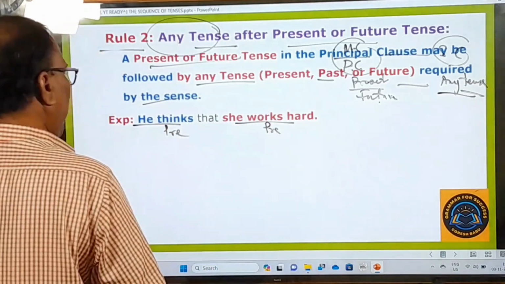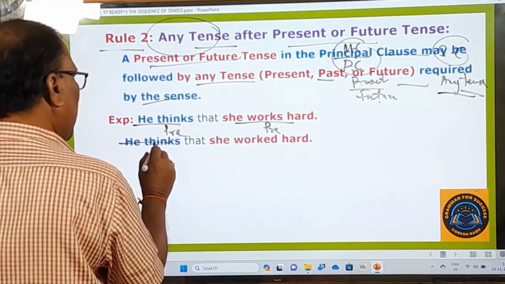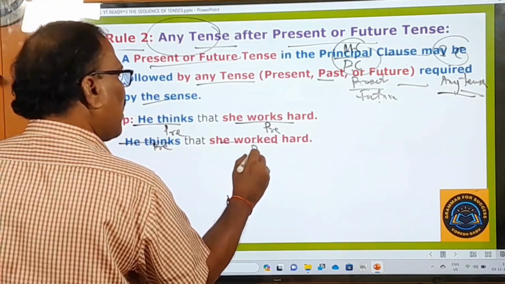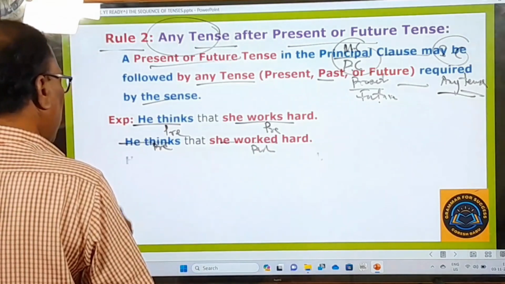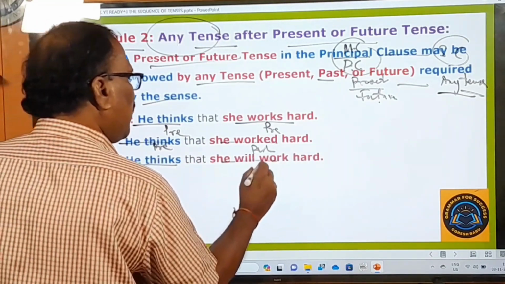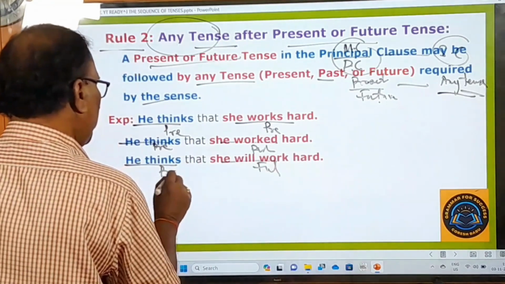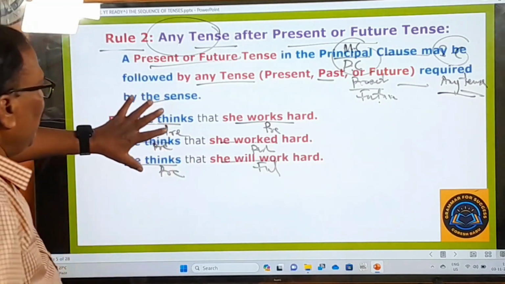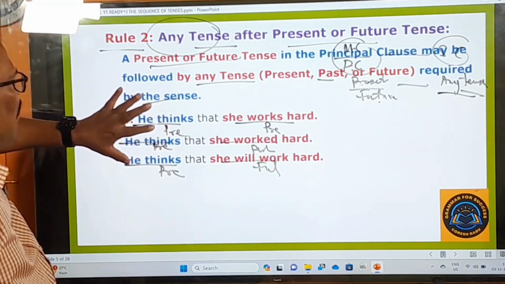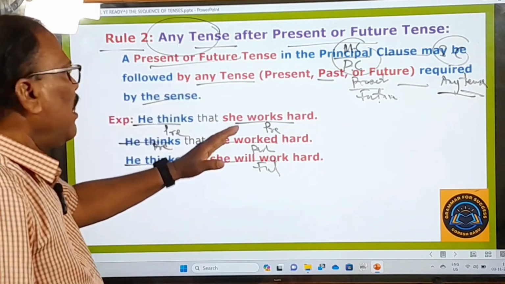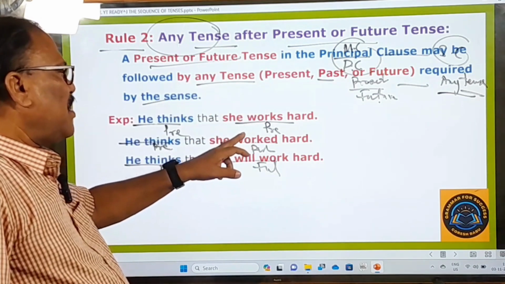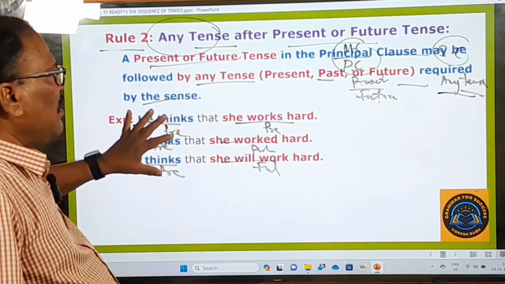Present tense. And here he thinks, again present tense. She worked hard, past tense is there. And here he thinks that she will work hard. This is future tense. This is present. So now when there is present tense in the main clause, there can be present tense or past tense or future tense. This is the second rule.